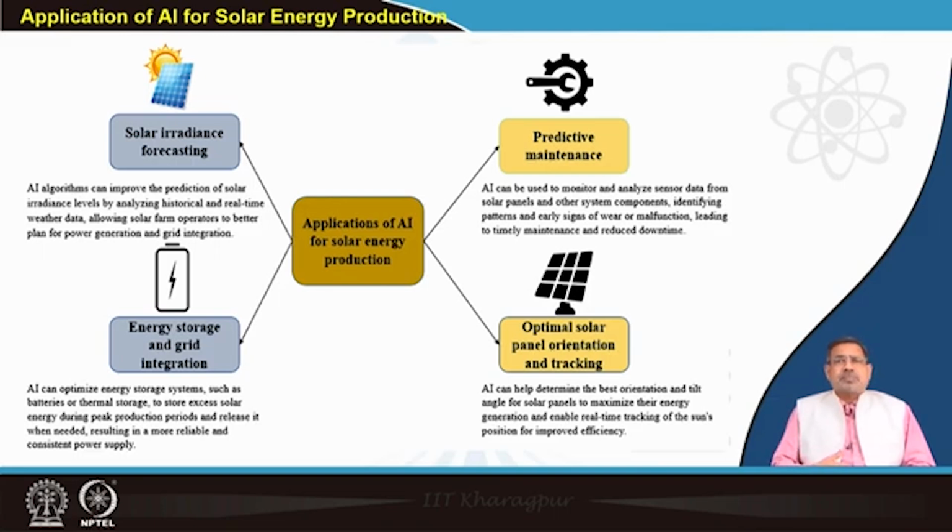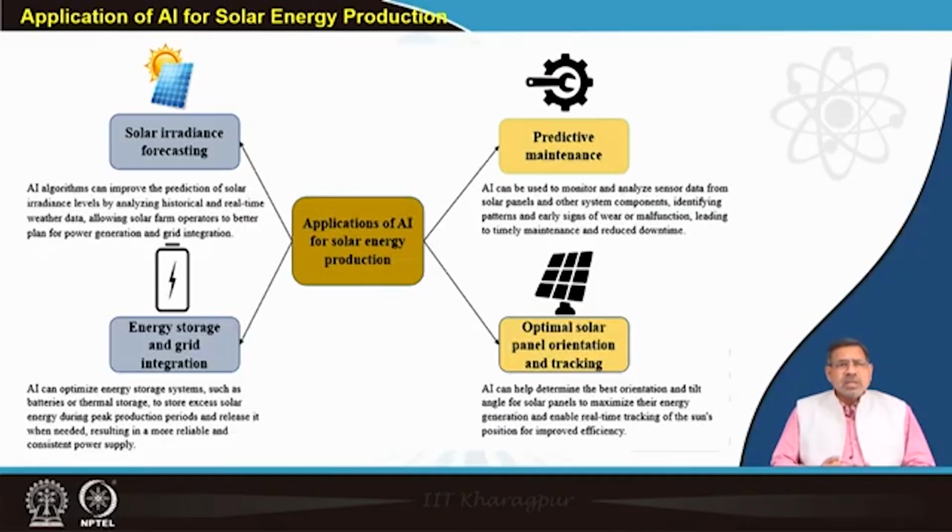Where you see a lot of disturbances or barriers through cloud and other processes. So, that is how AI algorithms can improve the prediction of solar irradiance levels by analyzing historical and real-time data as far as weather data is concerned. That is how it allows the solar farm operator to better plan for the power generation and the grid integration.